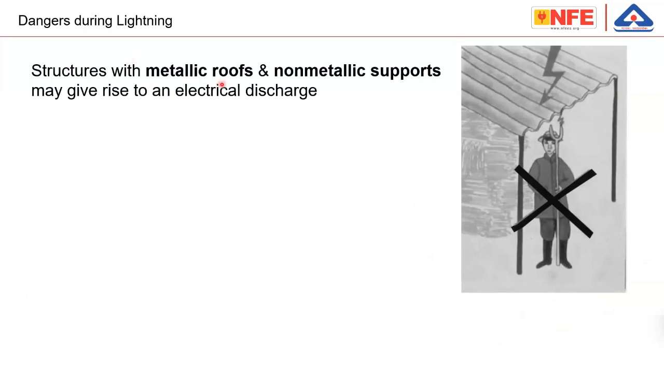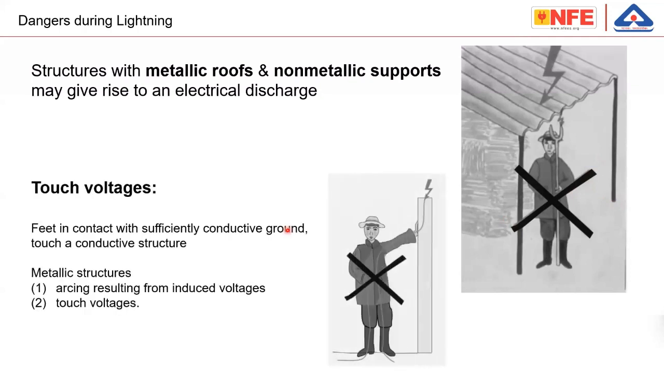You can find these wordings in the standard: structures with metallic roof and non-metallic supports. What this means is, if the support is also a metal pipe, then you are safe. But if the supports are non-metallic, then the situation is dangerous. The lightning may hit the sheet, and from the metal sheet, the discharge may happen to the person. So this is dangerous.